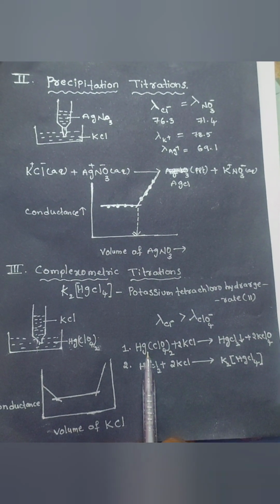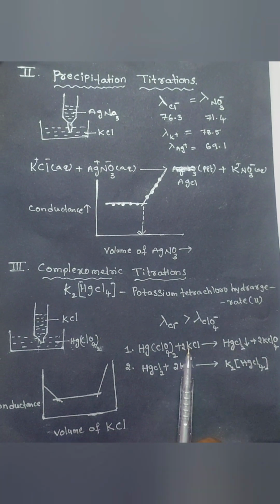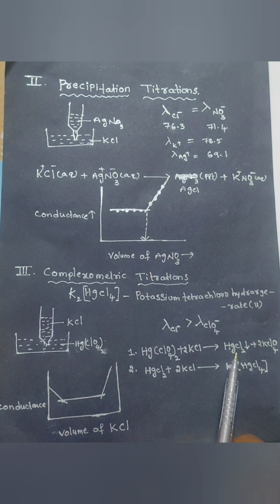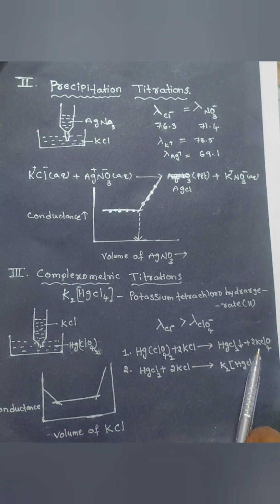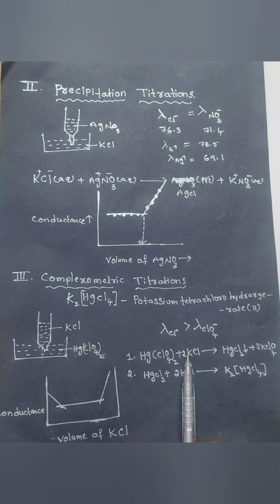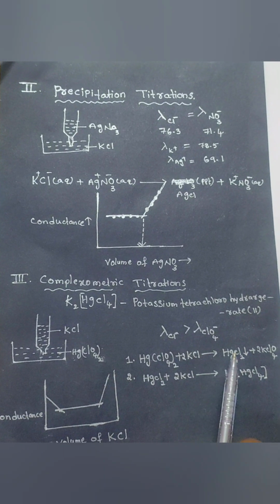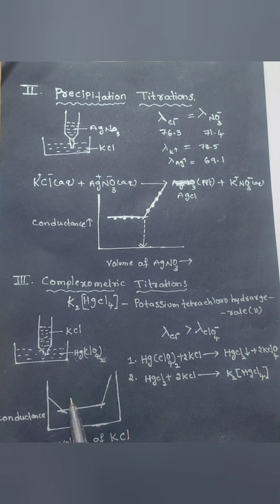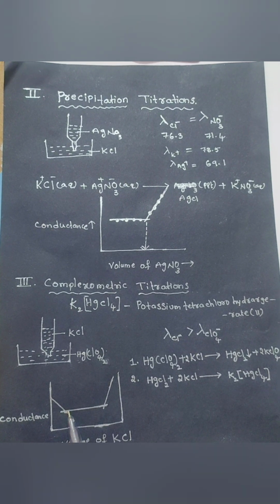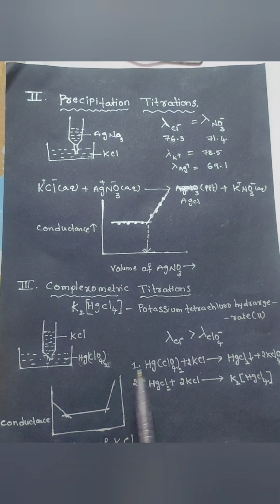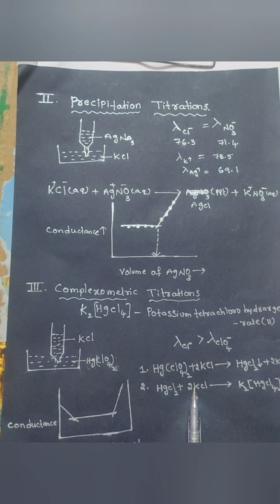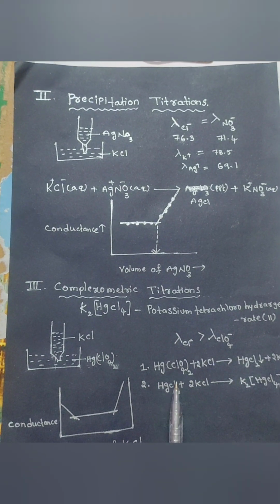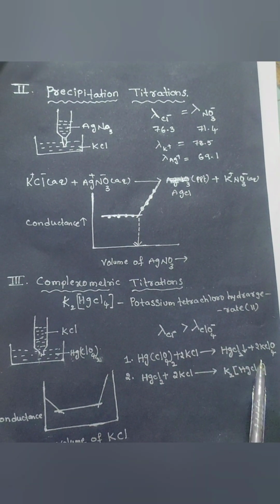So in the first step, what happens, mercuric perchlorate reacts with the potassium chloride and forms insoluble mercuric chloride and potassium perchlorate. Perchlorates are highly soluble, but here as the number of chloride ions goes on decreasing, we observe a decrease in the molar conductivity of the solution. And look here, in the second step, the potassium chloride added through the burette reacts with the mercuric chloride precipitate and forms the complex compound.